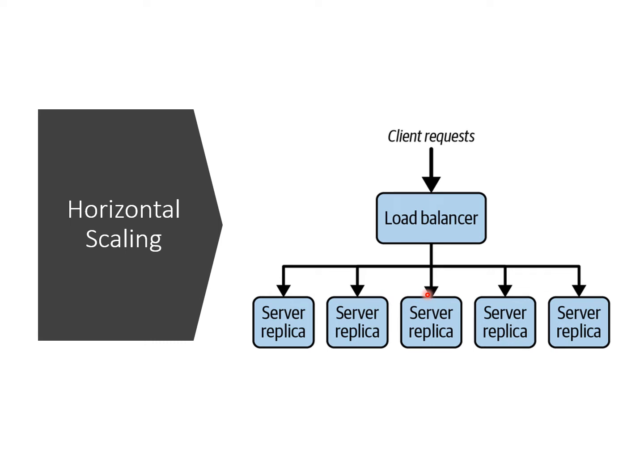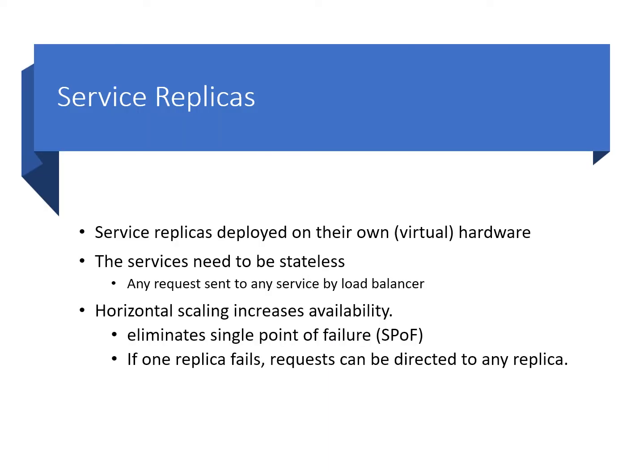Stateless service replicas and a load balancer are both necessary for horizontal scaling to be effective. Service replicas are deployed on their own virtual hardware. If we have 2 replicas, we potentially double our processing capacity. If we have 10 replicas, we potentially have 10 times capacity. This enables our system to handle increased loads.